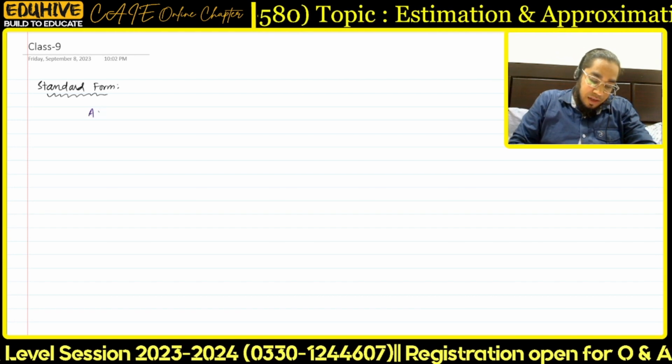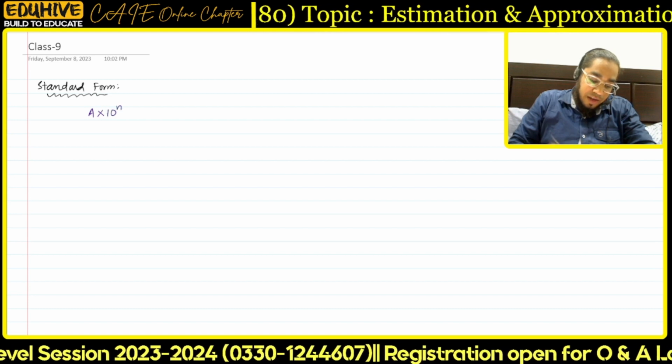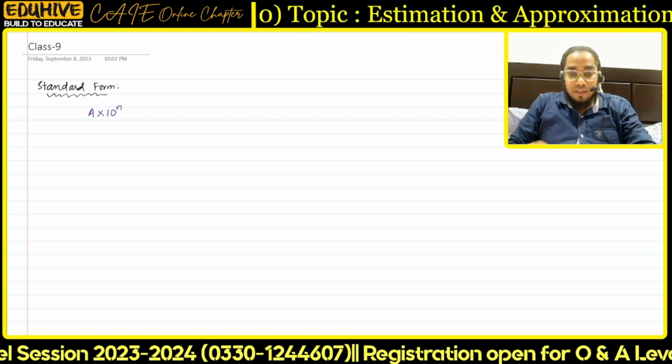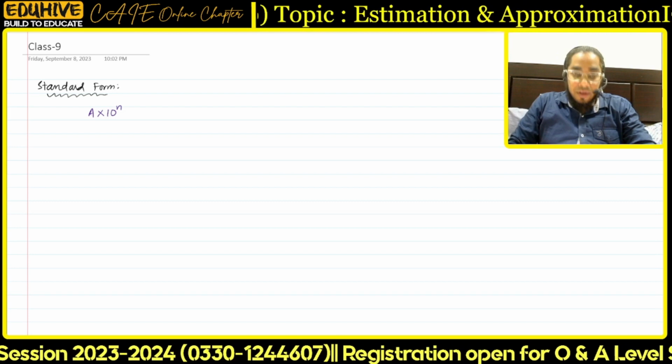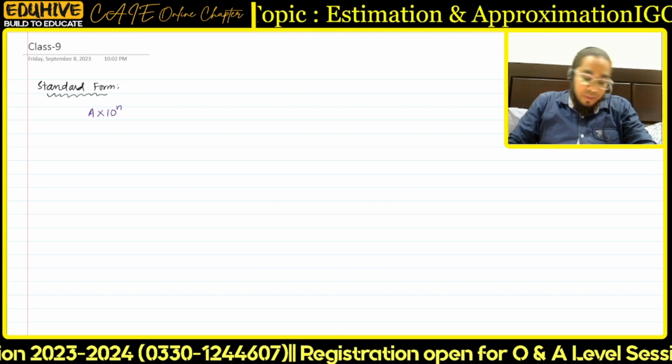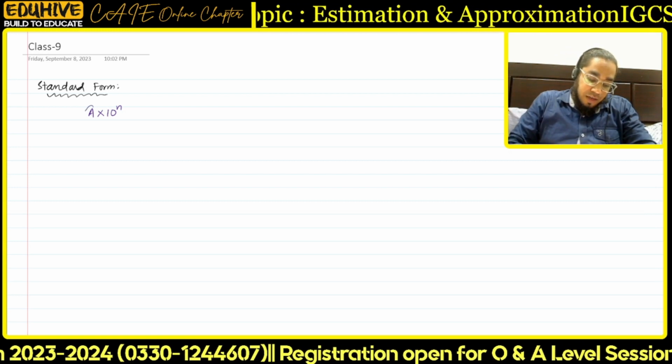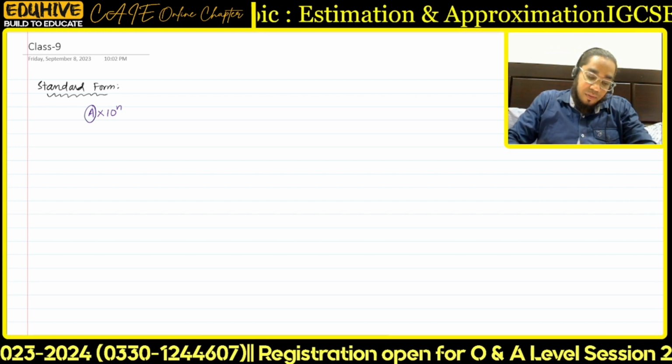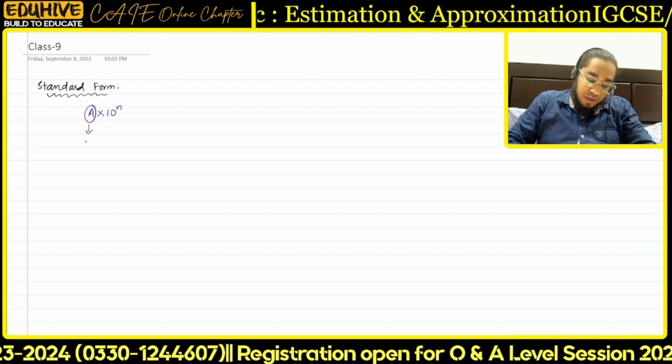That is a into 10 raised to the power n. It's just standard form. And a standard form can be written like this. आप हमेशा उसको इस फॉर्म में लिख सकते हैं a into 10 raised to the power n. But it depends. A will be the constant term.